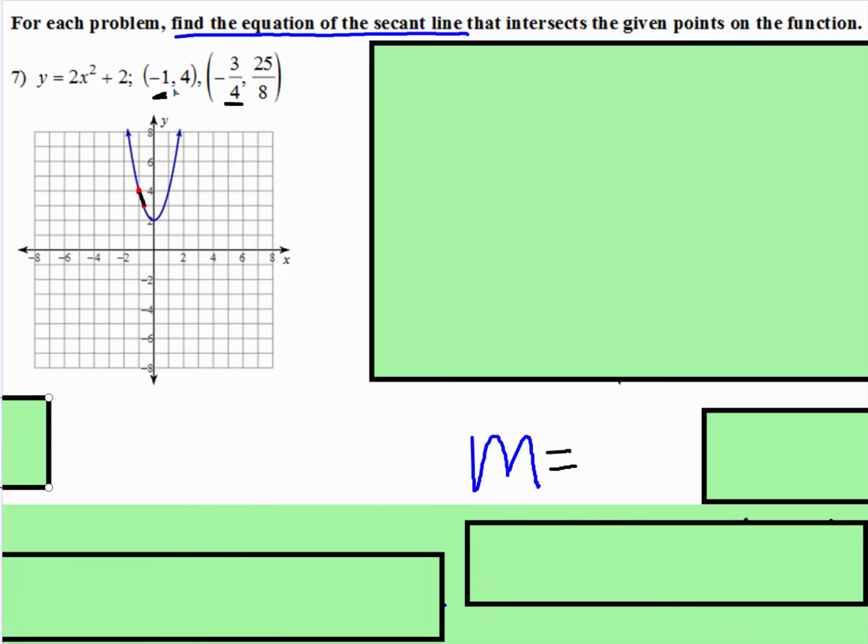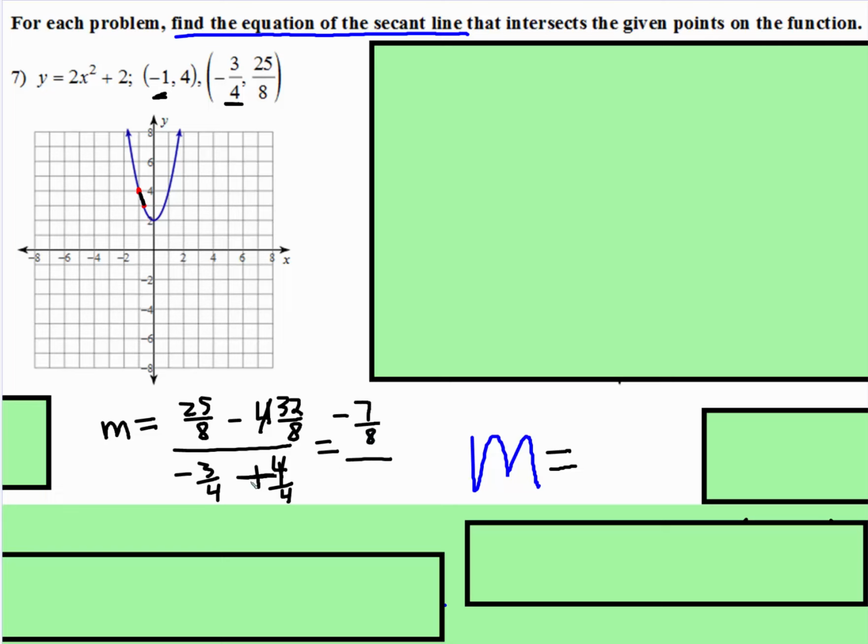So you find the slope by taking m is equal to the second y, which is 25/8, subtract the first y, which is 4, over the second x, which is -3/4, subtract the first x, which is -1, and then you'd simplify all of that, right? You'd have to multiply this top and bottom by 8, and you'd end up with 32/8. And down here, you'd multiply top and bottom by 4, and then you'd get 4/4, and subtract a negative is the same as adding a positive. 25 subtract 32 is -7/8.